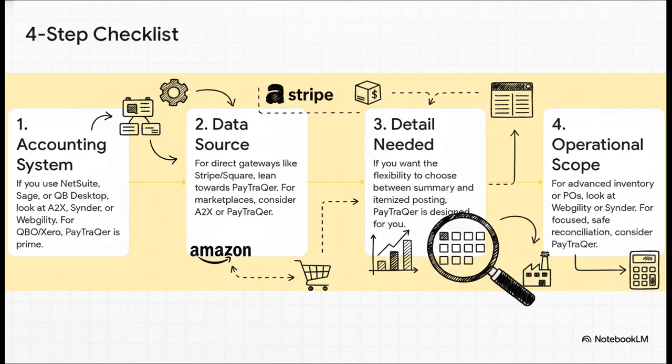Number two, where's your data coming from? Is it mostly direct gateways like Stripe or big marketplaces like Amazon? Number three, how much detail do you actually need? This goes right back to that highway versus city streets choice. And finally, number four, what's your operational scope? Do you just need a great reconciliation tool, or do you need something to run your entire back office? Answer these four, and the right choice becomes pretty clear.